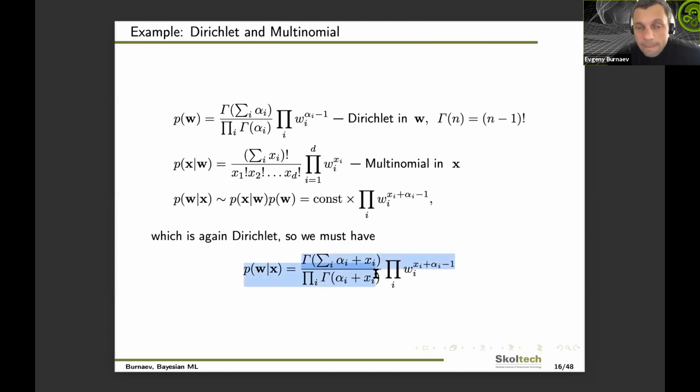That's it. So again, we consider the exponential family of distributions because for distributions from this family, we can calculate the posterior in a very efficient way. We know what kind of posterior we get, and we don't need to explicitly calculate the normalizing constants because of this fact. That's it.